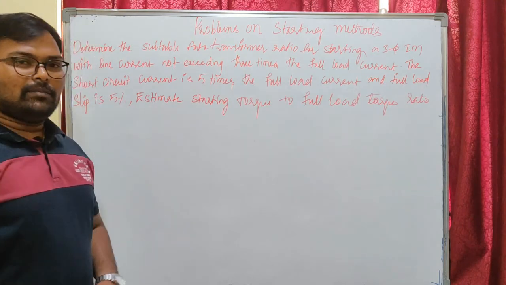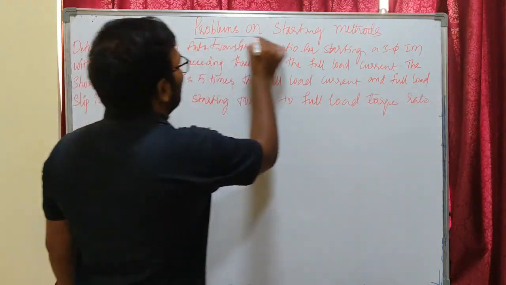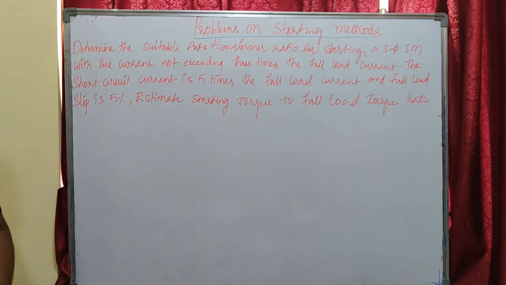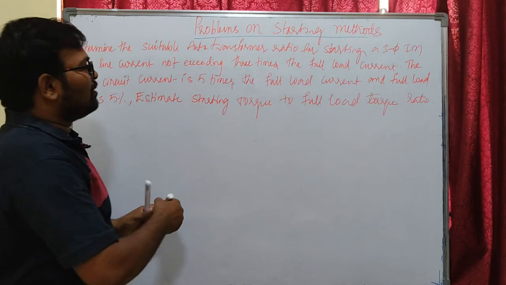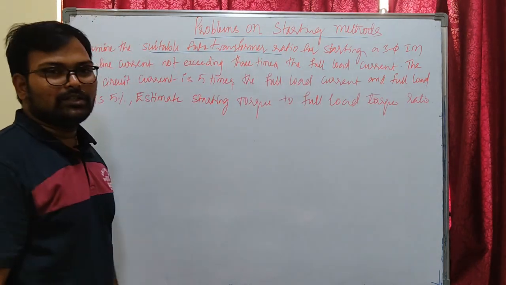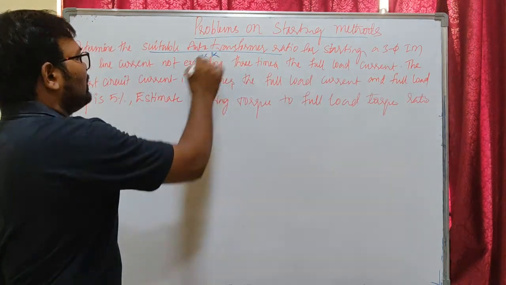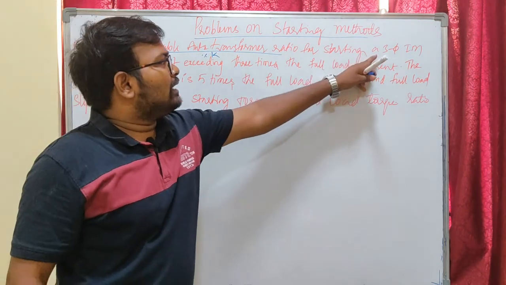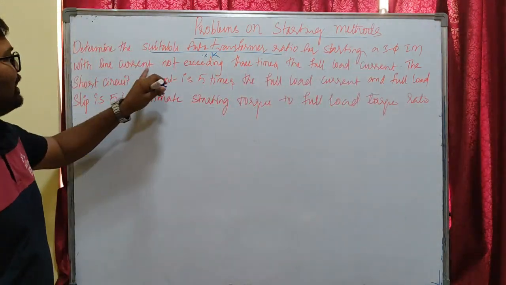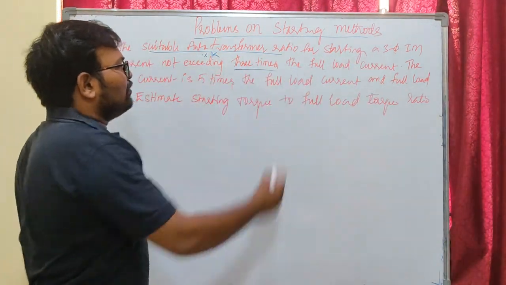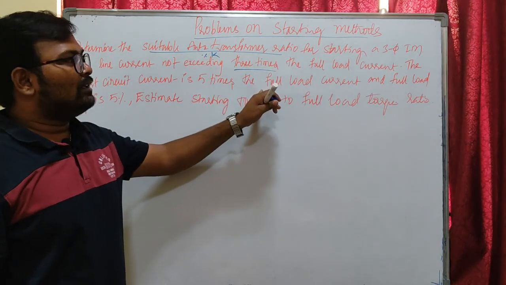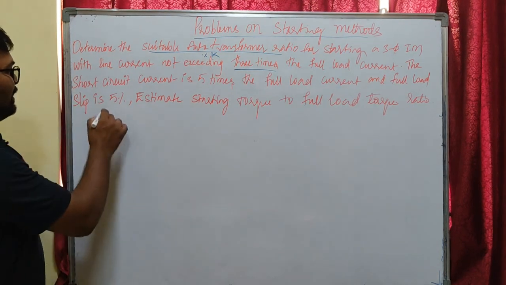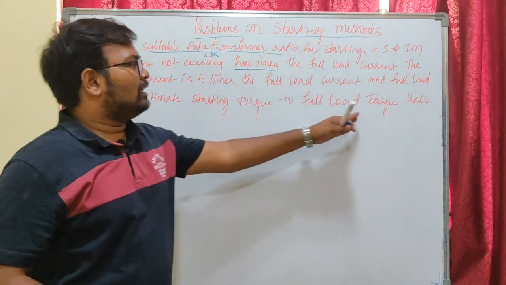So let us do some problems for starting methods. Here I have considered a problem based on auto transformer starting. The problem is: determine the suitable auto transformer ratio, which is nothing but percentage tapping, that is K, for starting a 3-phase induction motor with line current not exceeding 3 times the full load current. The short circuit current is 5 times the full load current and full load slip is 5%, and you have to estimate the starting torque to full load torque ratio.